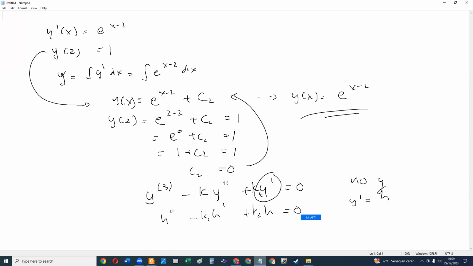We simplify from a third order into a second order, and then we can solve it. So this is how we do it. After getting h here, we can find y by integrating h itself. So h is going to help us before we do the last mile of integration. I think that is it for this explanation. Okay, that's the end of question number 2. Thank you.